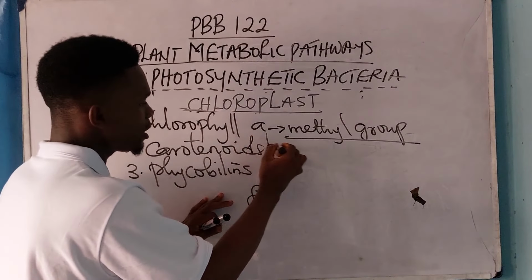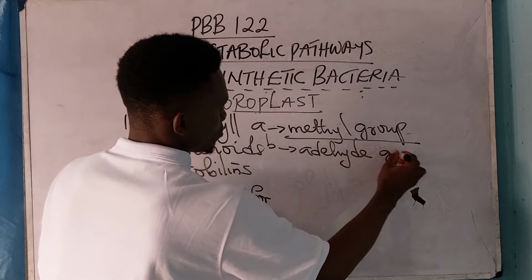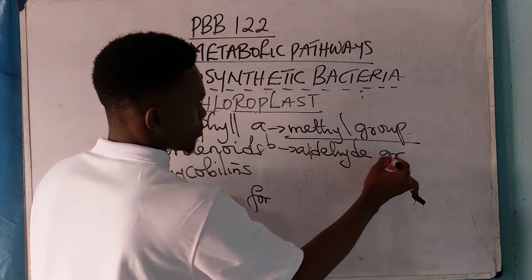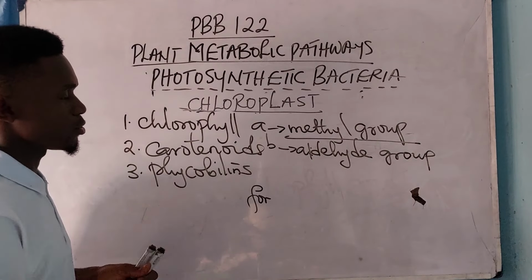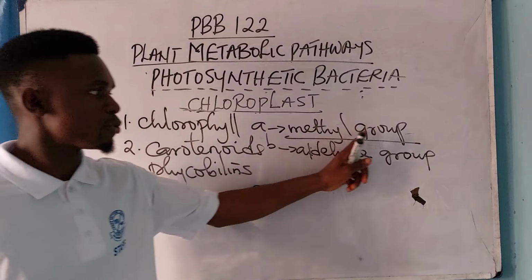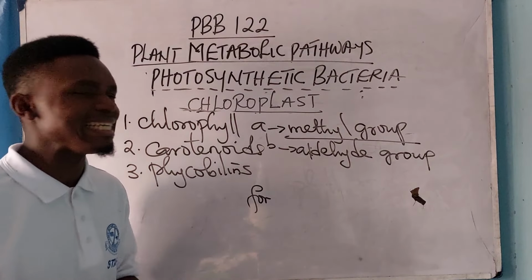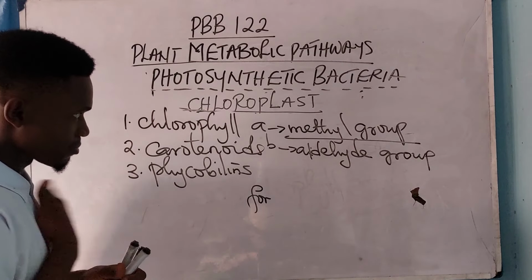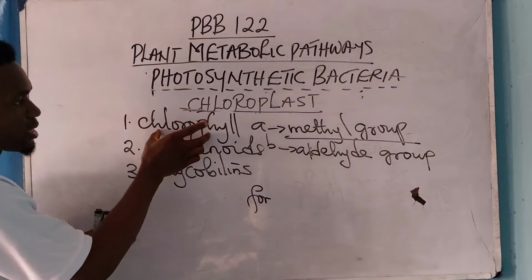Now, chlorophyll B comprises what? An aldehyde group. Chlorophyll A has a methyl group, but chlorophyll B has an aldehyde group. It is very important. I'm only analyzing chlorophyll A now.